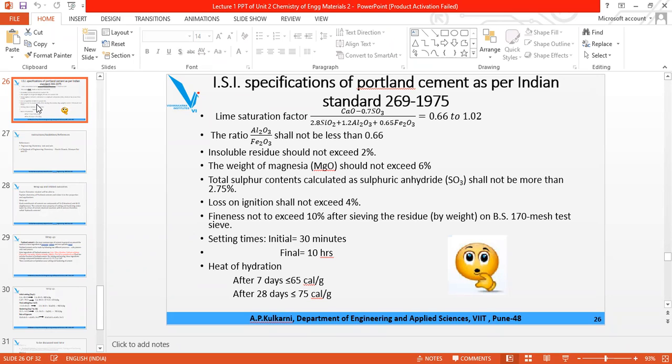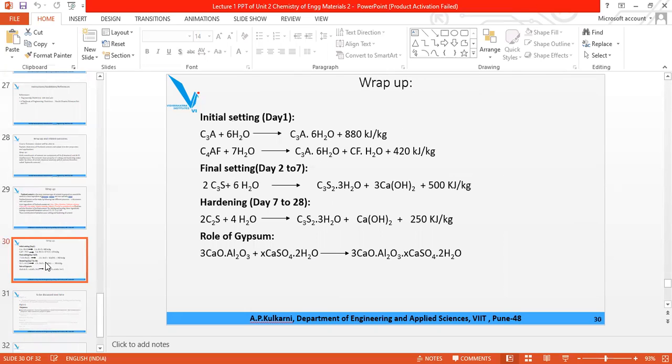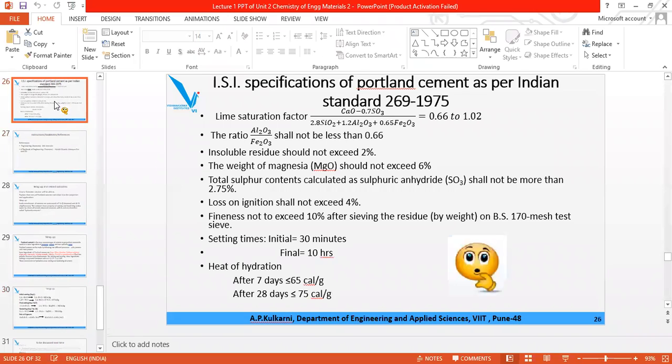Initial setting 30 minutes, final setting 10 hours. So within 30 minutes it gets set, and within 10 hours it develops strength. Who will recall this? This ISI specification, learn for 2 minutes, and this reaction: initial setting, final setting, hardening, etc. 1 day, 2 to 7 days, and then 7 days to 28 days. C3A, C4AF, C3S, C2S, and lastly, it is the gypsum. Gypsum, X value is 32, 32 CaSO4.2H2O.